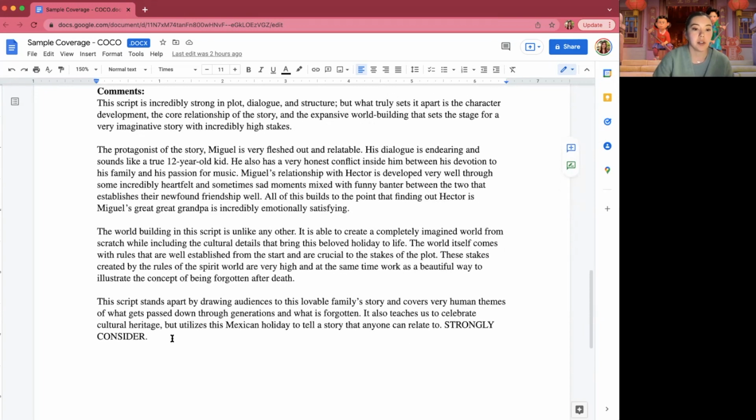And then I just do a little concluding part. The script stands apart by drawing audiences to this family story, covers human themes about what gets passed down through generations and what is forgotten. And it also teaches us to celebrate cultural heritage, but utilizes this specific Mexican holiday to tell a story that anyone can relate to.